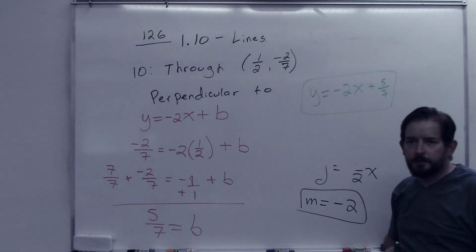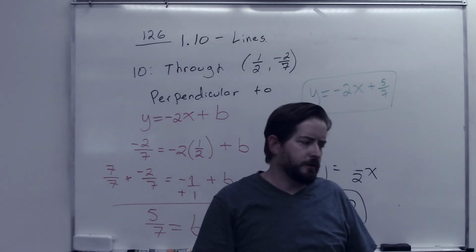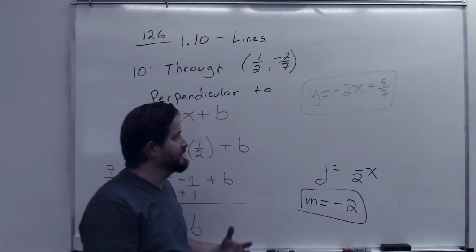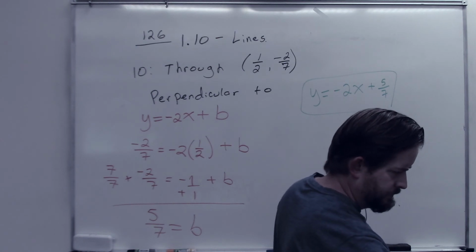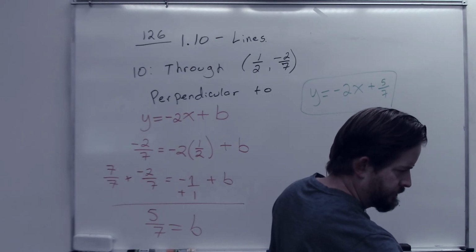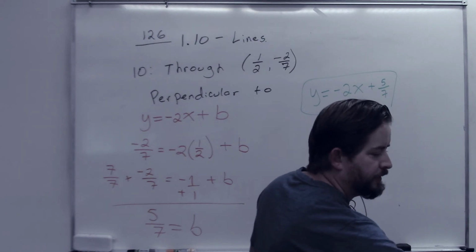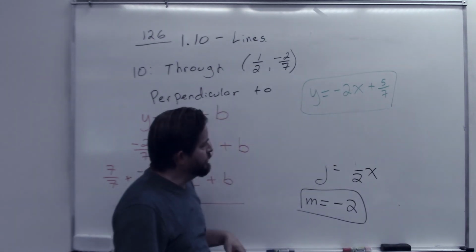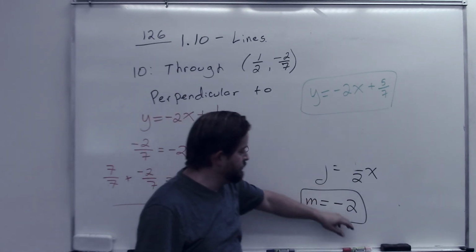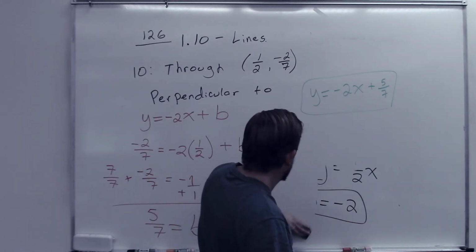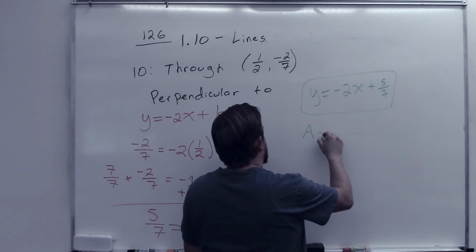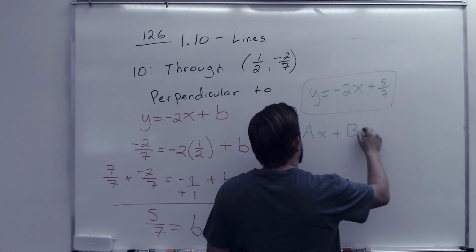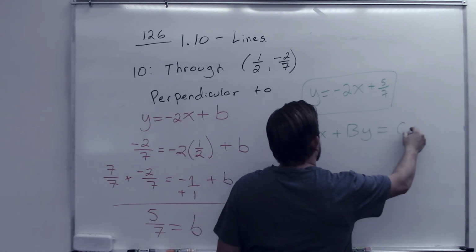In this one, I haven't been reading this far into the questions, but they also ask us to put this into standard form. So let me backtrack. All right, good. This is the only one they've asked us so far. So they want us to put it into standard form. This is my slope-intercept form. Standard form is ax plus by equals c, right?